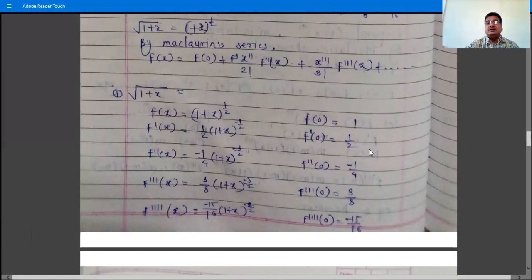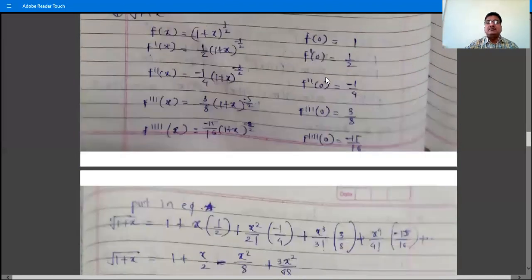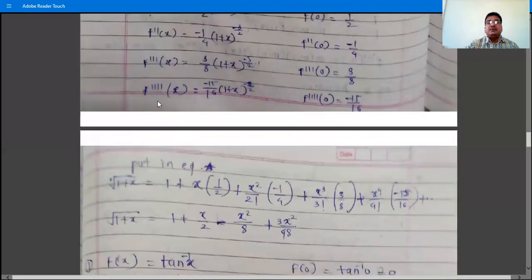Its value at 0 is 1. f'(x) is 1/2 (1 + x)^(1/2 - 1), which is (1 + x)^(-1/2). Then value at 0 is 1/2. f''(x) is this: 1/2 times -1/2 becomes -1/4, (1 + x)^(-3/2). Then value at 0. Similarly, the third order derivative, -1/4 and -3/2 becomes 3/8, (1 + x)^(-5/2). Then value at 0. Similarly, the fourth order derivative value is -15/16.